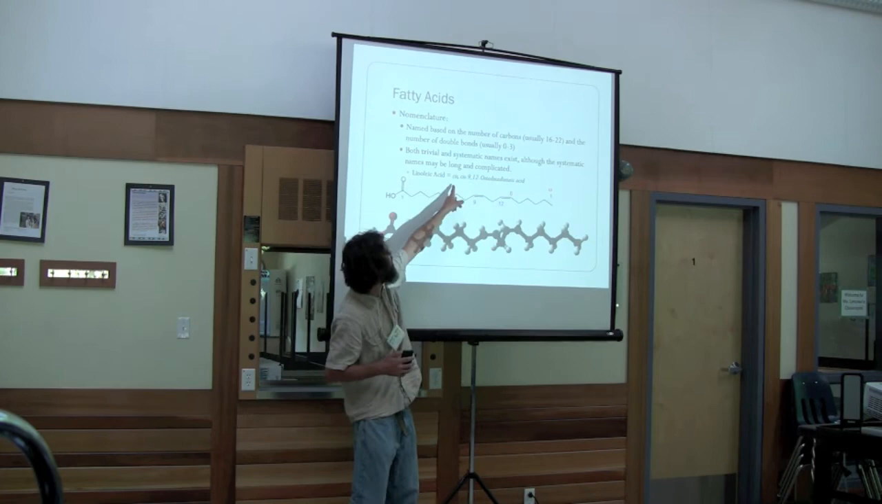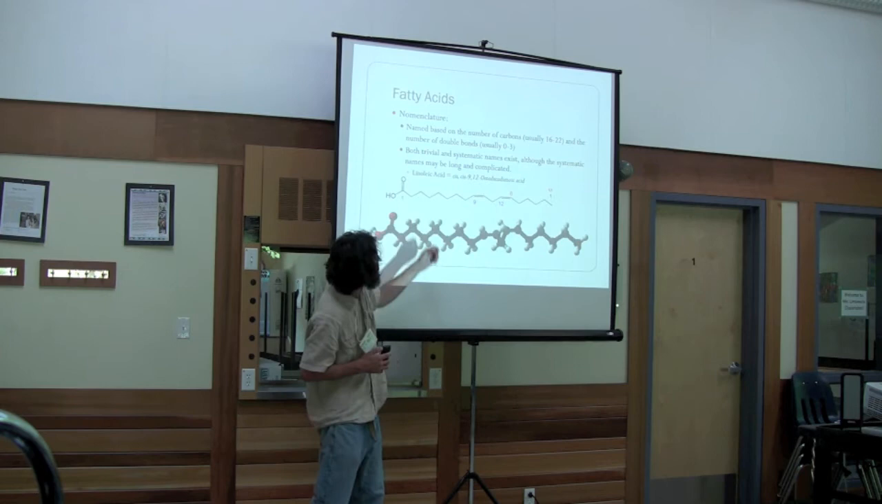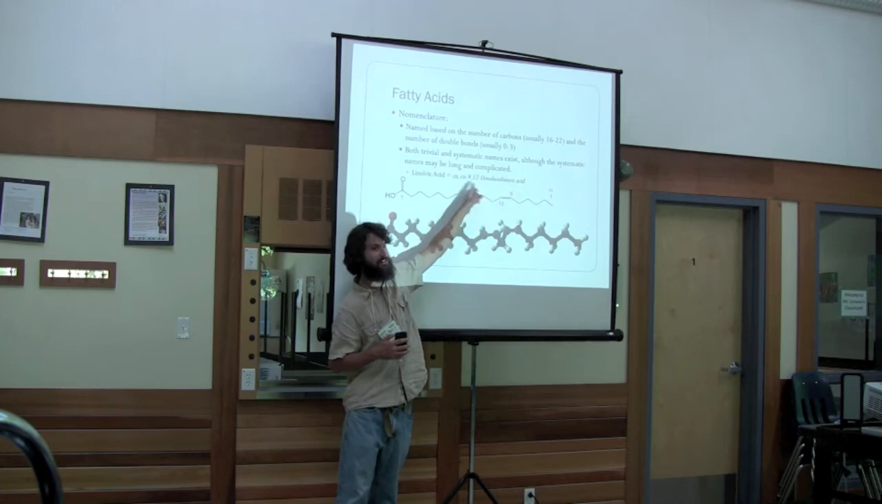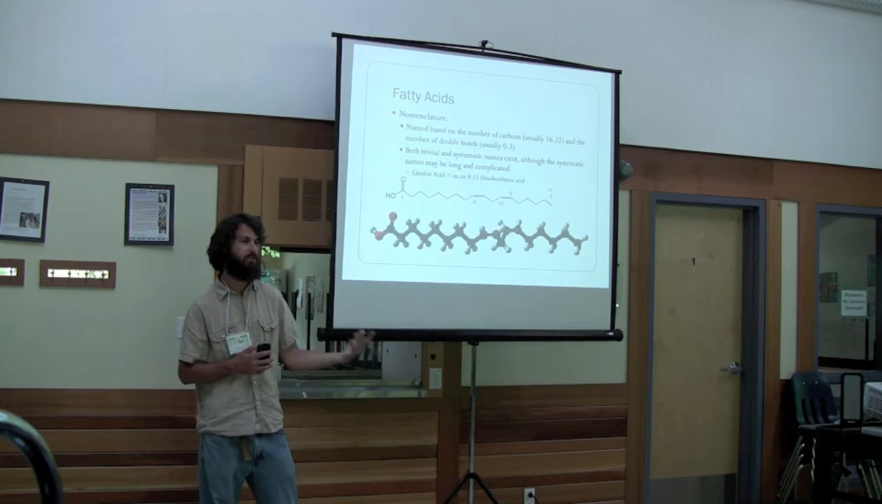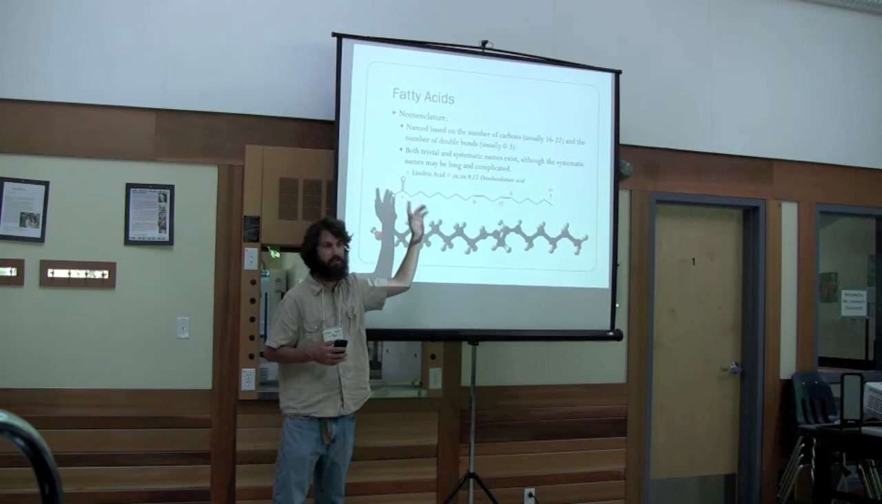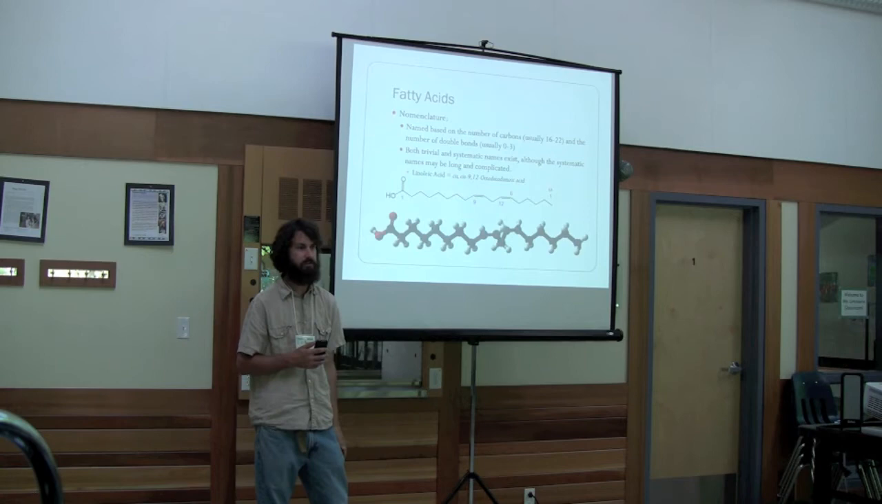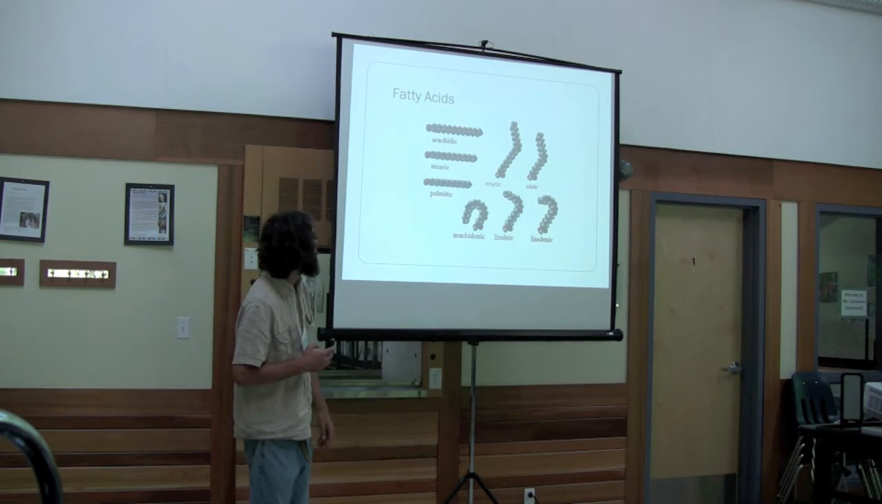Now this linoleic acid has two double bonds, and I think it's 18 carbons. So the systematic name is this long thing that is kind of unwieldy. So there are a lot of trivial names just used in industry and things like that. A lot of times this is based on what plant they come from. Linoleic acid, linolenic, is associated with linseed oil. It's very common in the flax plant. So here's a couple of diagrams of what some of them look like. Here are the saturated fats, and here are some of the unsaturated fats. You can see they have these kinks in them.